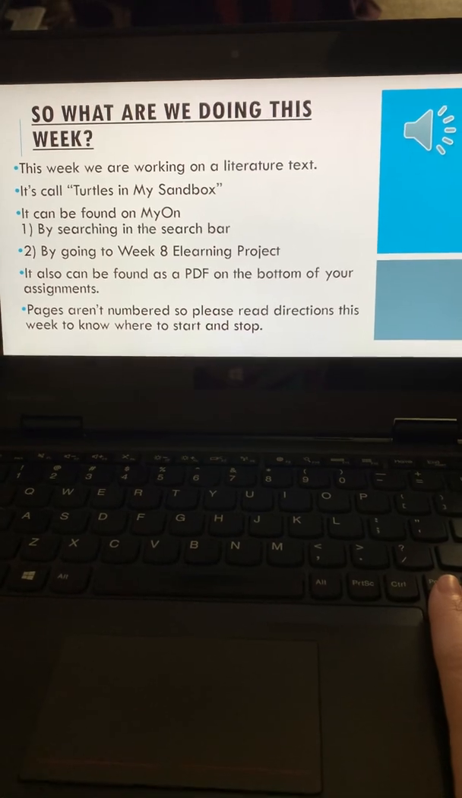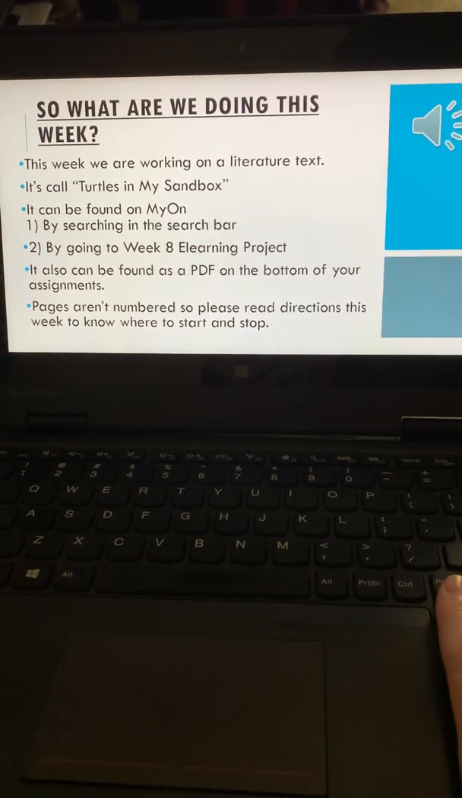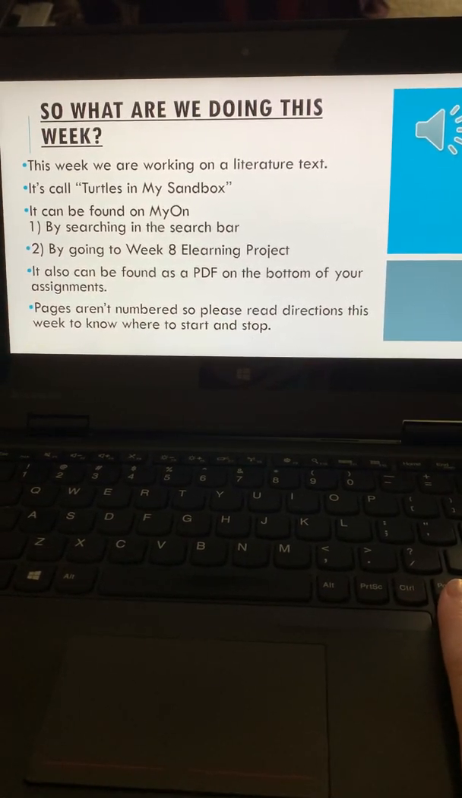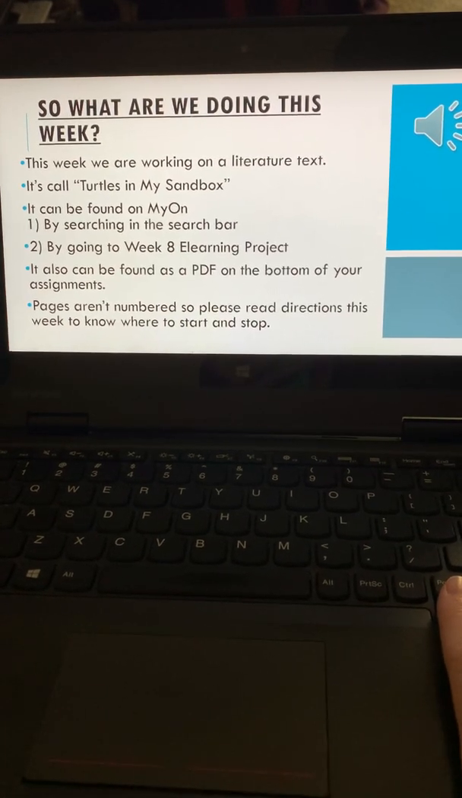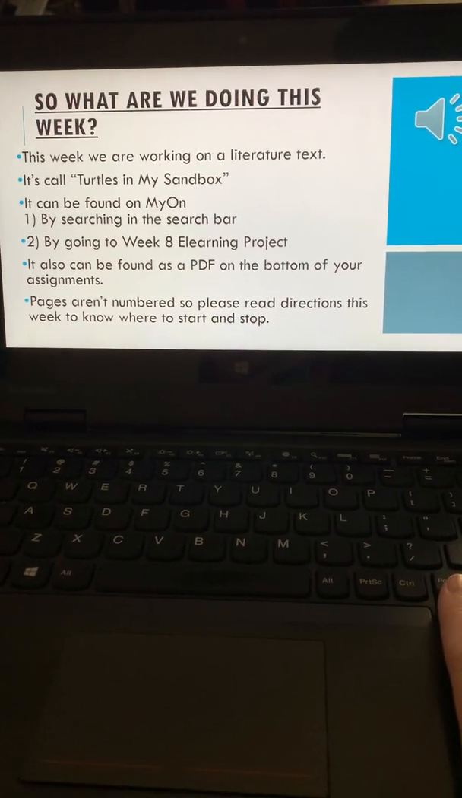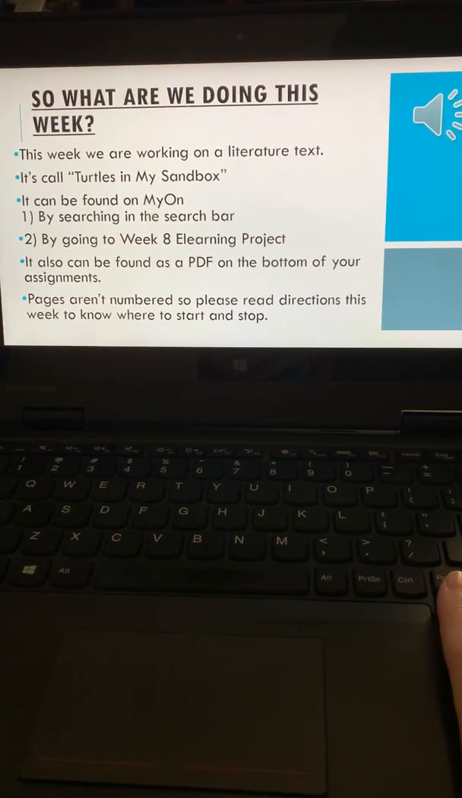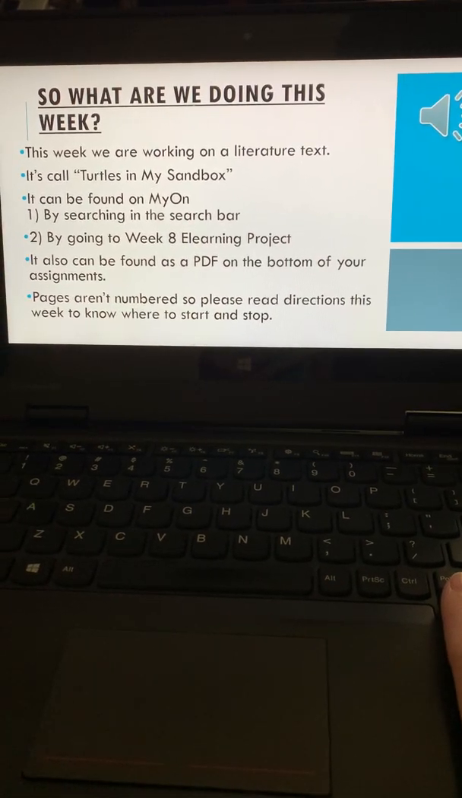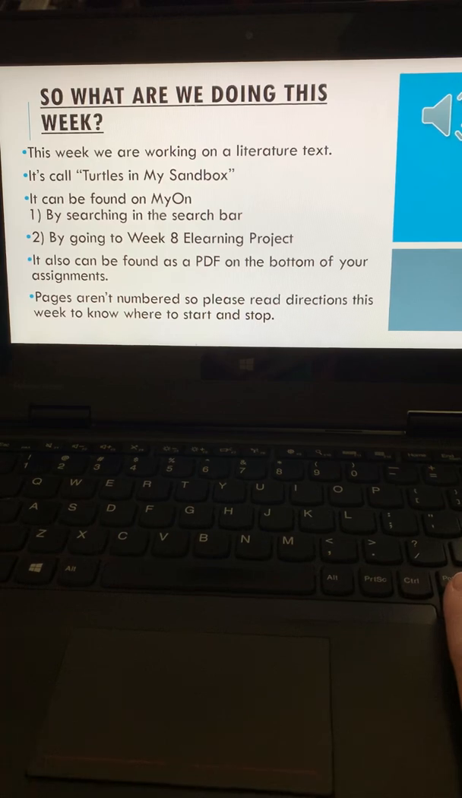So what are we doing this week? Well, we're going back to literature text. We're going to be working on a text called Turtles in My Sandbox. It can be found on the Mayan by searching in the search bar or by going to Week 8 e-learning project. It also is a PDF at the bottom of your assignments that you can download, but remember there's no audio.